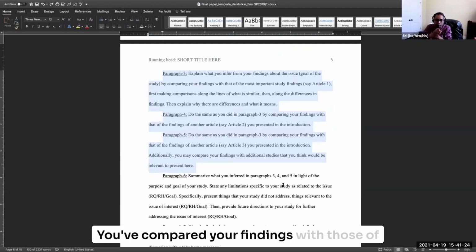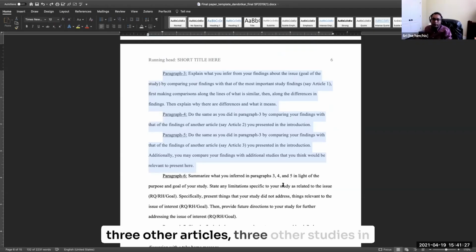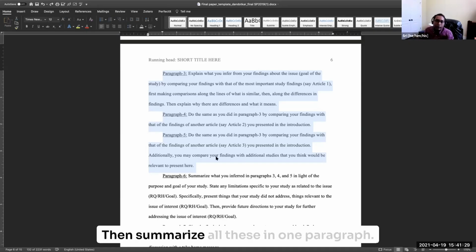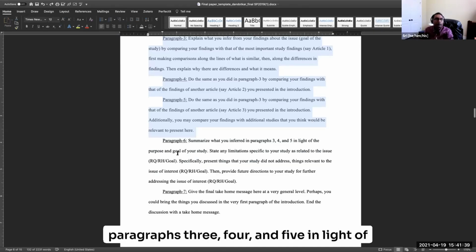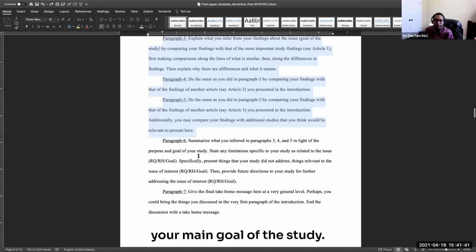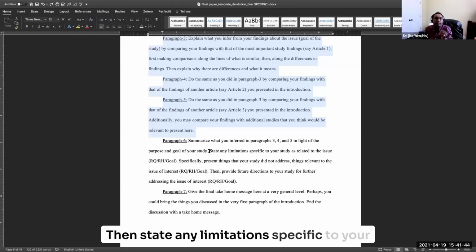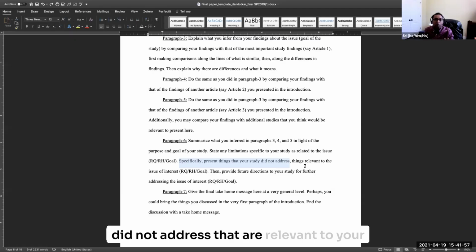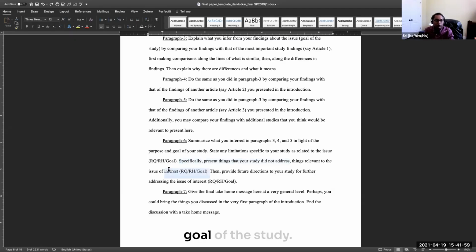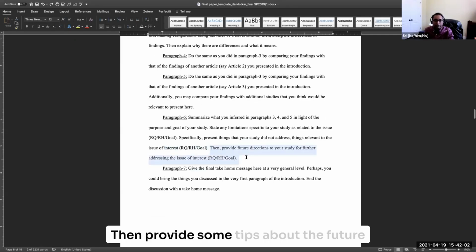You've compared your findings with those of 3 other studies in 3 paragraphs, right? Then summarize all these in 1 paragraph. Okay. So summarize what you inferred in paragraphs 3, 4, and 5 in light of your main goal of the study. Then state any limitations specific to your study related to the research question. Specifically, present things that your study did not address that are relevant to your goal of the study. Then provide some tips about the future directions. You can do this in 1 or 2 paragraphs on limitations and future directions.